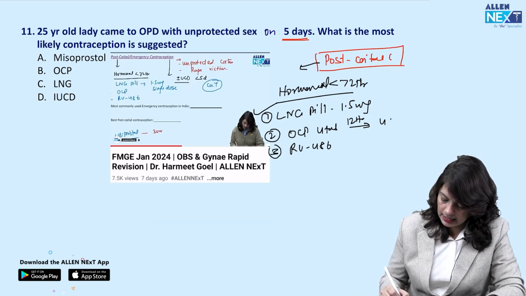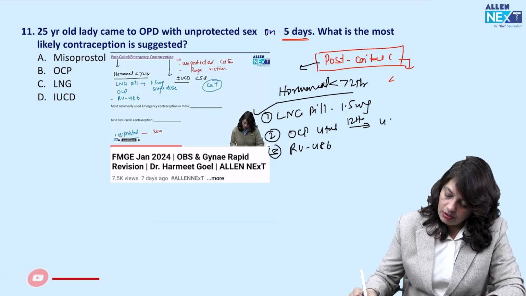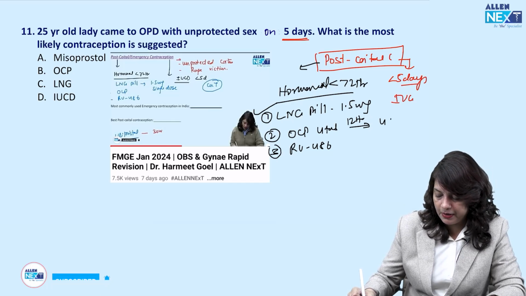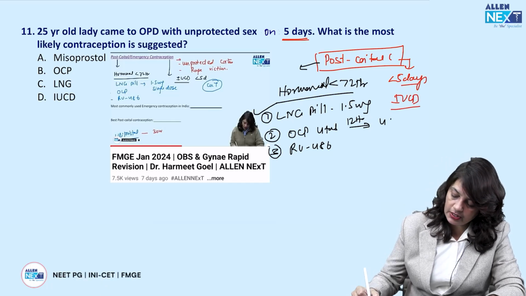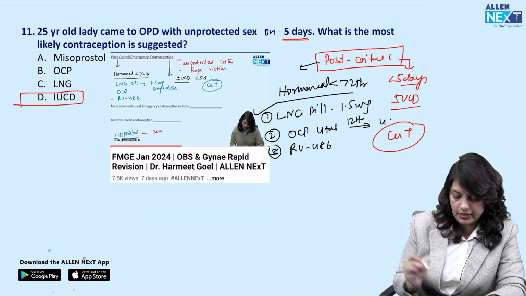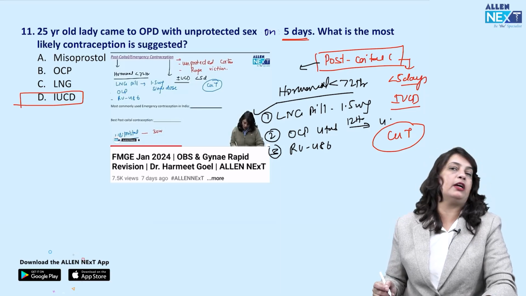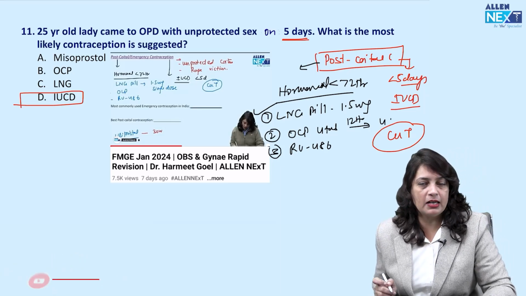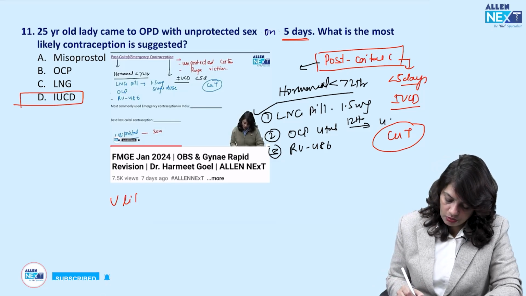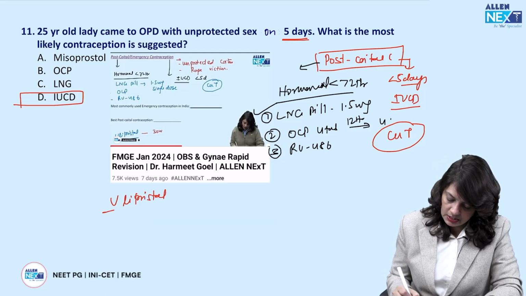But this female has come on the 5th day of the coitus. So I prefer giving IUCD insertion in this case. Which type of IUCD? The copper T. Levonorgestrel pill is not recommended because she has passed the 72 hours of unprotected coitus. You should also know about ulipristal.